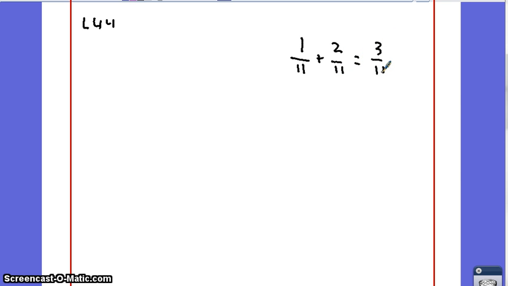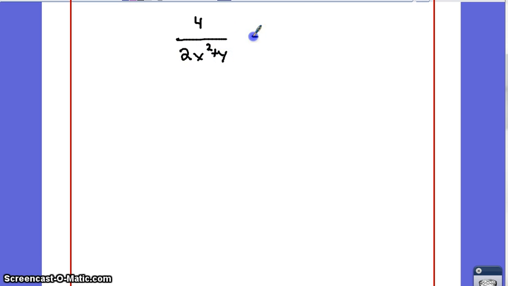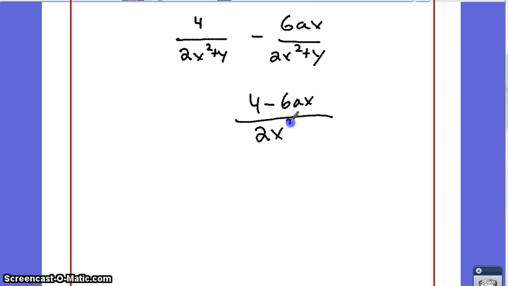You can do the same thing with rational expressions. With rational expressions, you're still doing the same thing. You're adding 4 over 2x squared plus y, or algebraically adding, so we're subtracting this one, 6ax minus 2x squared plus y. And notice your common denominators are the same. And you notice that these two terms are different, so we can't add them. We can't add the like terms. So we have 4 minus 6ax. And since we have a common denominator, we can write it the same. Since our denominator is the same, just leave it.